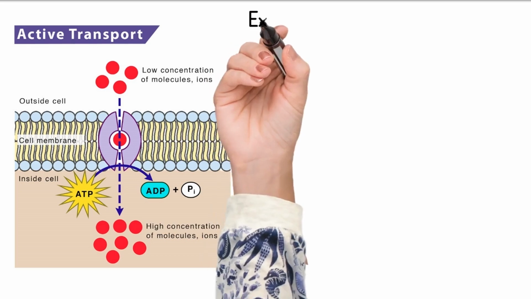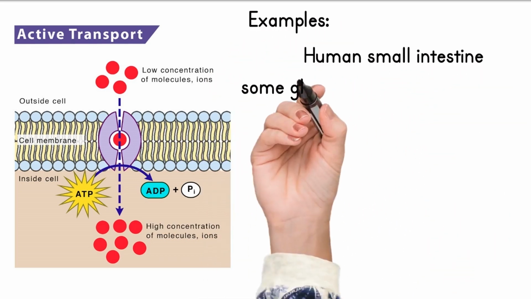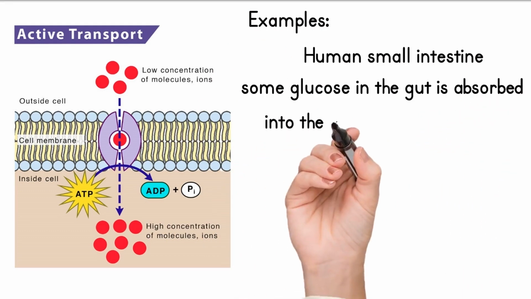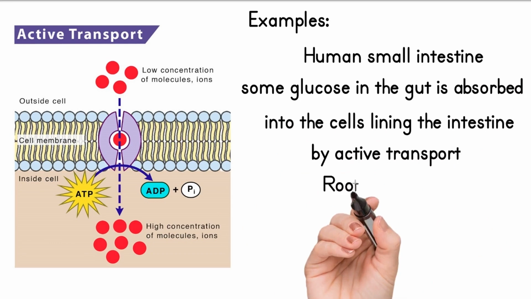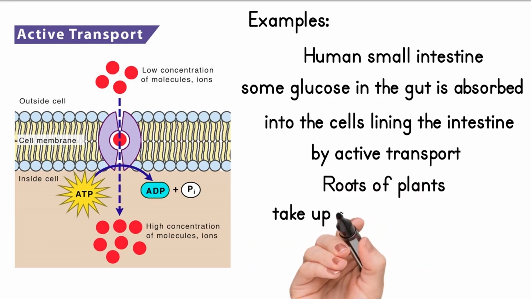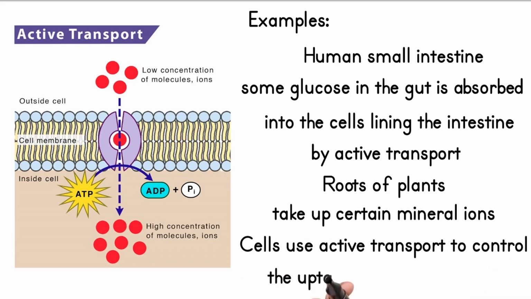An example of a place where this happens is in the human small intestine, where some glucose in the gut is absorbed into the cell lining the intestine by active transport. The roots of plants also take up certain mineral ions in this way. Cells use active transport to control the uptake of many substances.